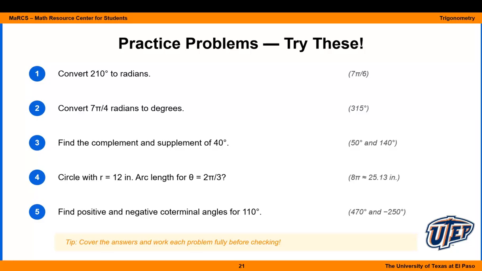Finally, try the practice problems shown here. Work through each one carefully before checking the answers. Practicing these conversions will make the rest of trigonometry much easier.